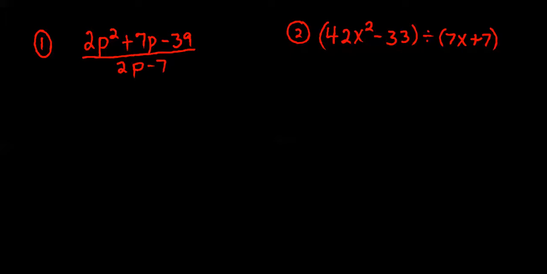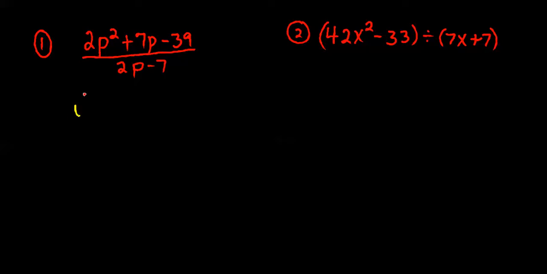Let's start by reviewing the vocabulary. The thing that is being divided is called the dividend. What it's being divided by is called the divisor, and the answer you're looking for is a quotient. So let's go ahead and get started with the first one.